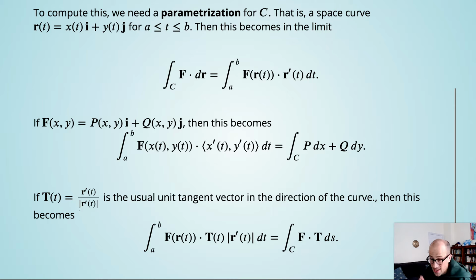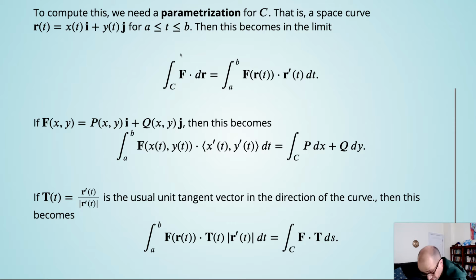Okay, and then one more here to connect it back to line integrals. If we remember that T is the unit tangent vector, that just means the direction of your curve, but made into a vector of length 1. Then I can rewrite the dot product this way. So r prime of t is just capital T times the length, the speed here. And this is another way of interpreting it. So these two are the same thing.